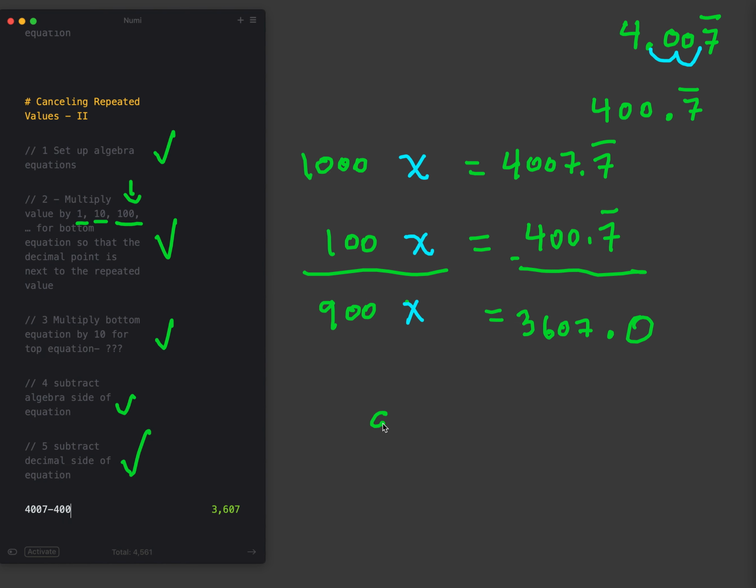And cleaning up just a tiny bit, 900x equals 3,607 as our final answer. And that's it for this problem.